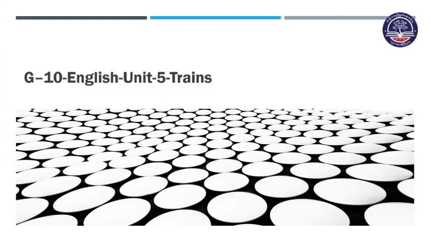This is grade 10, English subject, Unit 5, Trains. And you have already listened and studied the paragraphs of the train. You already know what the paragraph is about. And now it is time to do the exercise. Okay, let's keep on going to the exercise.